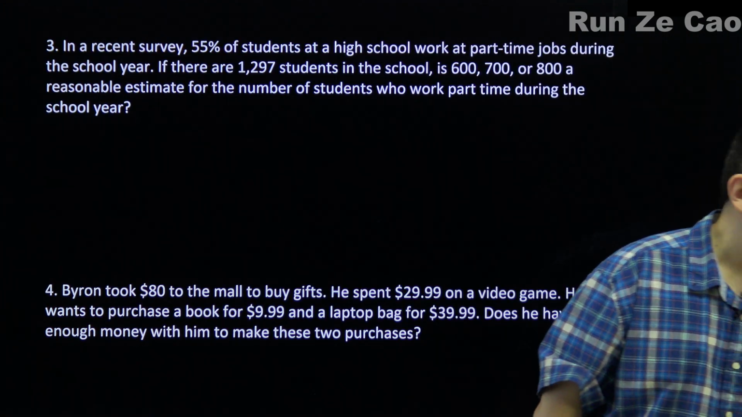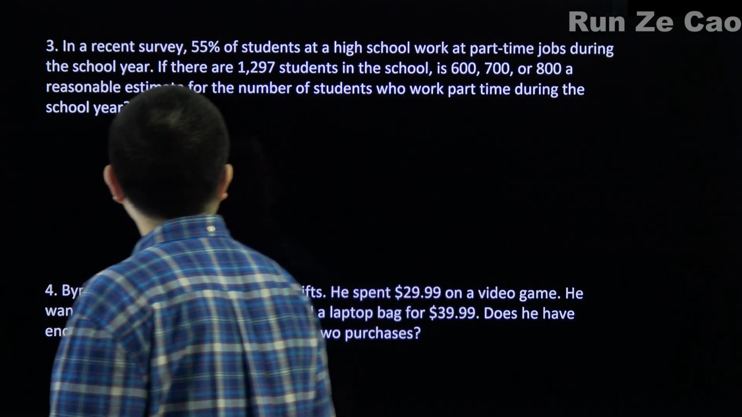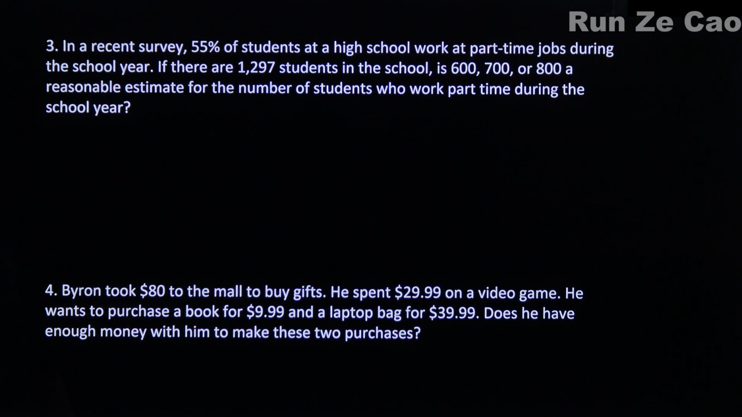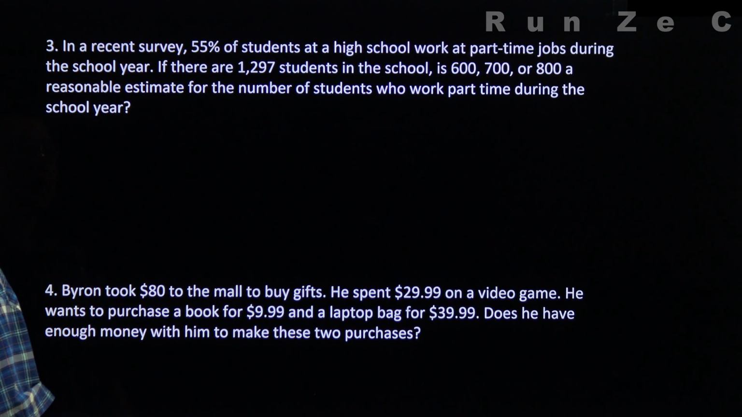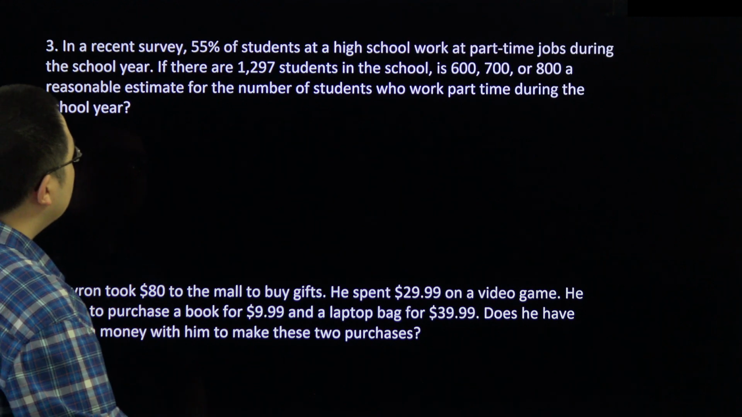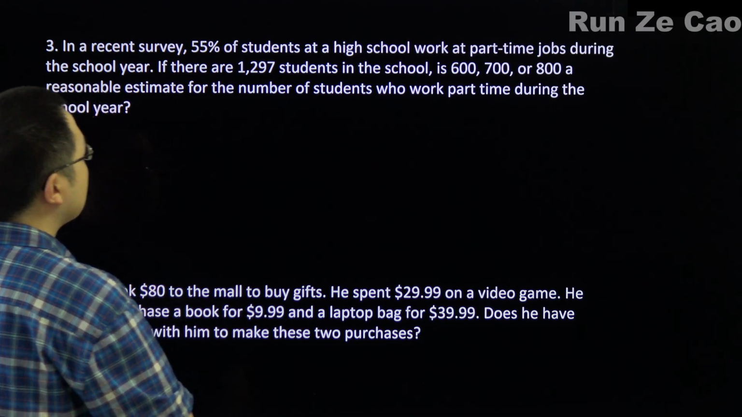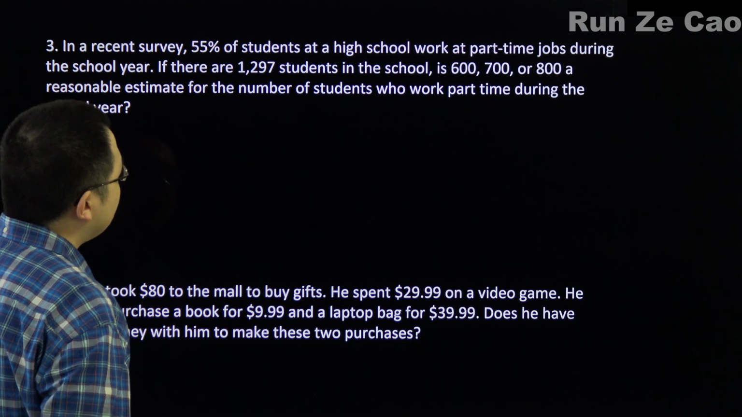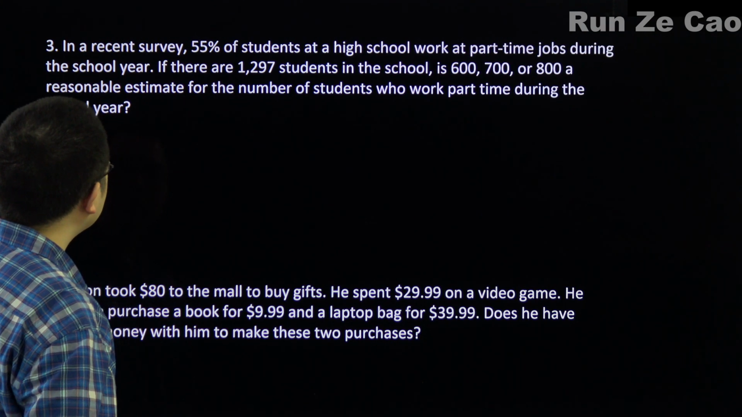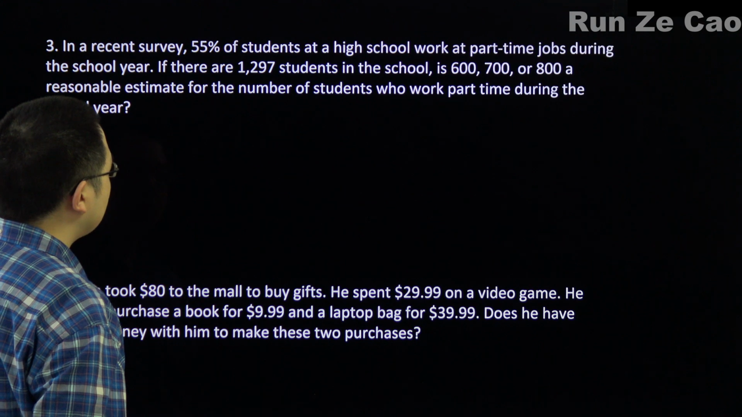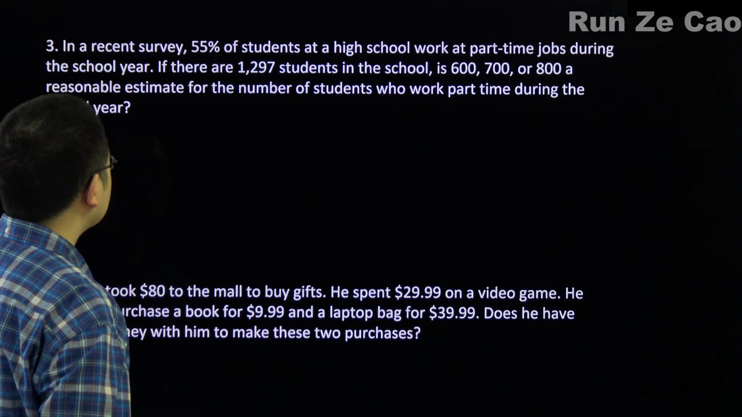In a recent survey, 55% of students at a high school work at part-time jobs during the school year. If there are 1,297 students in the school, is 600, 700, or 800 a reasonable estimate for the number of students who work part-time during the school year?